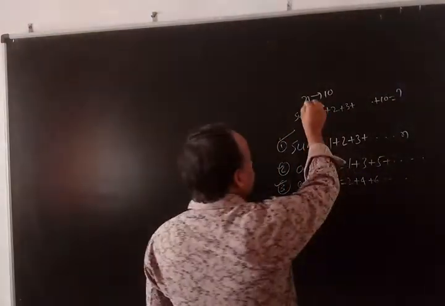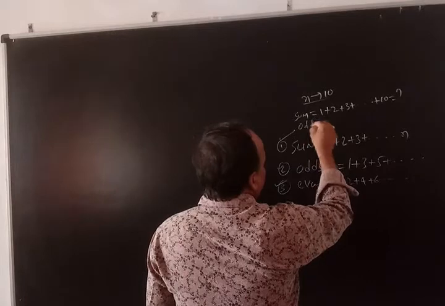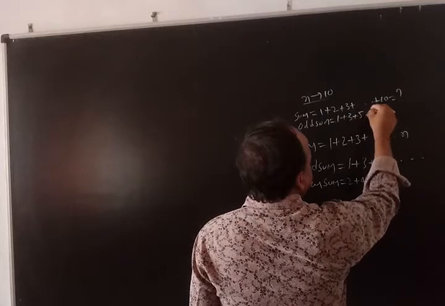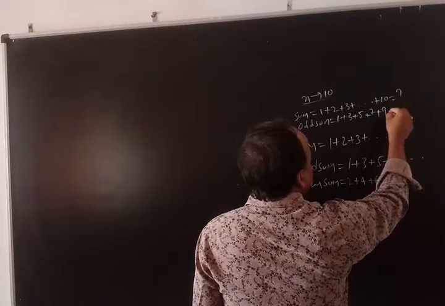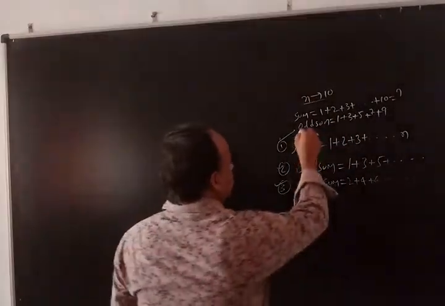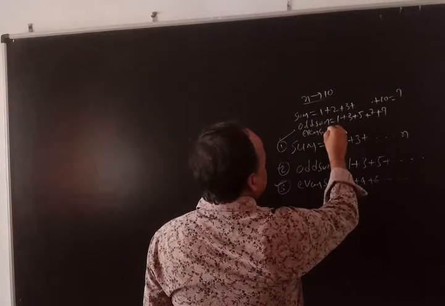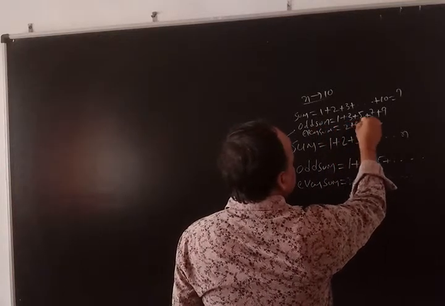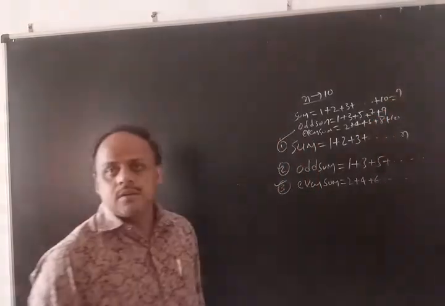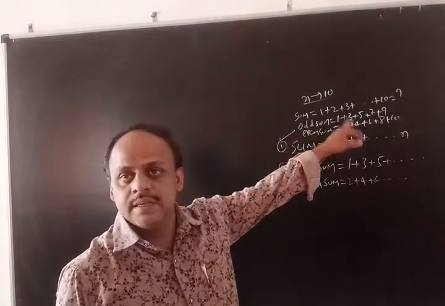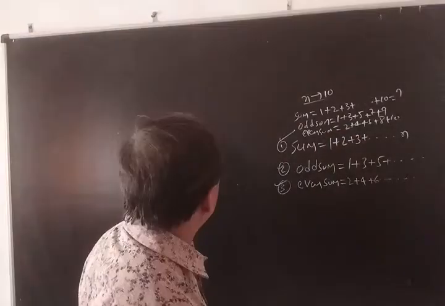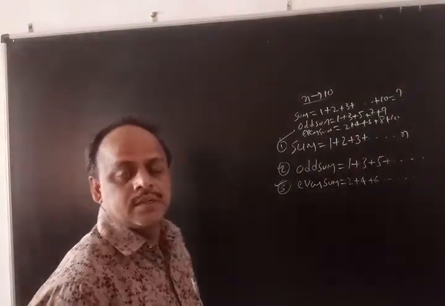Like this, if n is 10, the odd sum we have to find is 1 plus 3 plus 5 plus 7 plus 9, right? Maximum is 9. For even sum, it becomes 2 plus 4 plus 6 plus 8 plus 10. Up to the limit means we have to consider the value 10 also, that is the n value also. So how is it possible? So let us see. First I am going to write a C++ program.